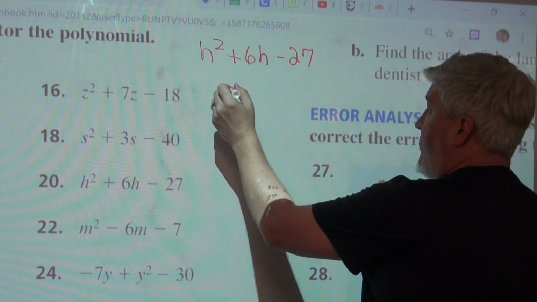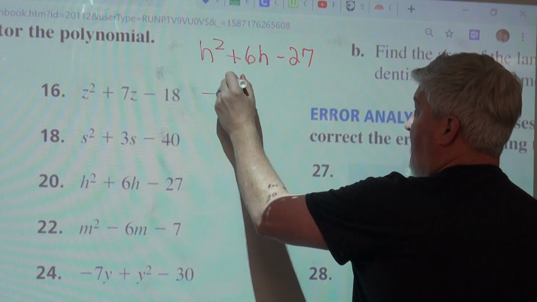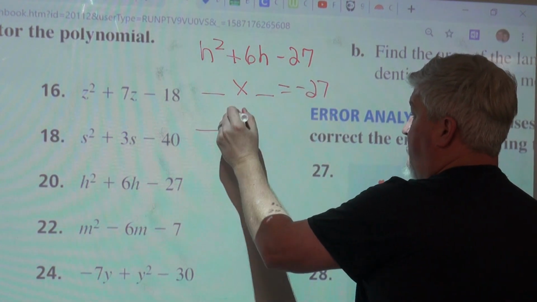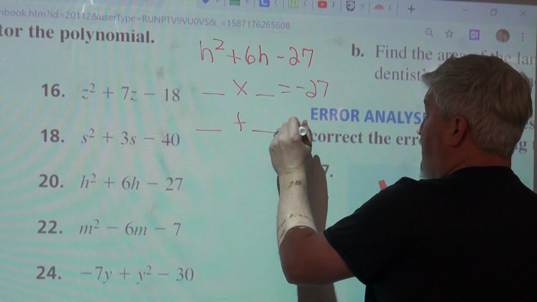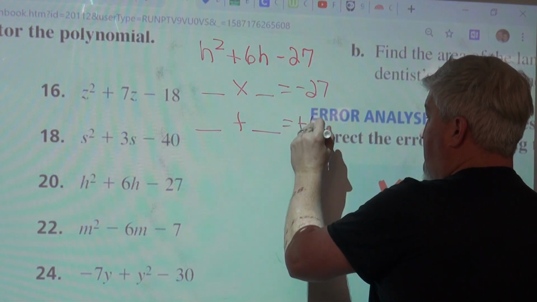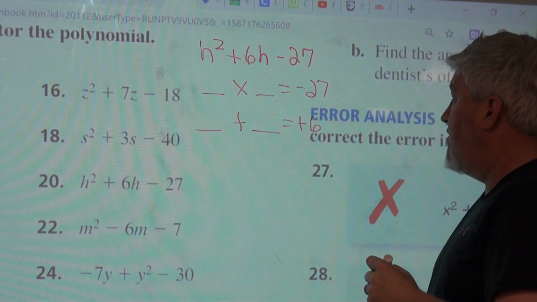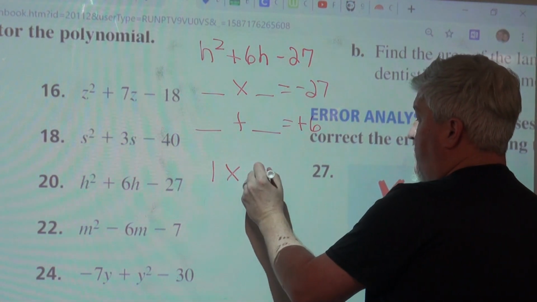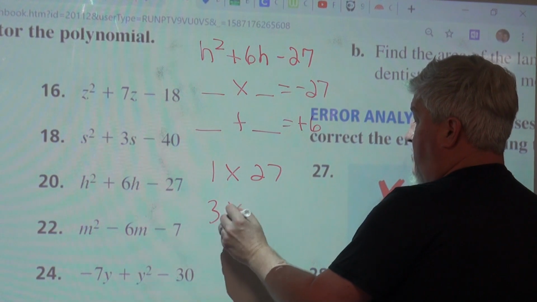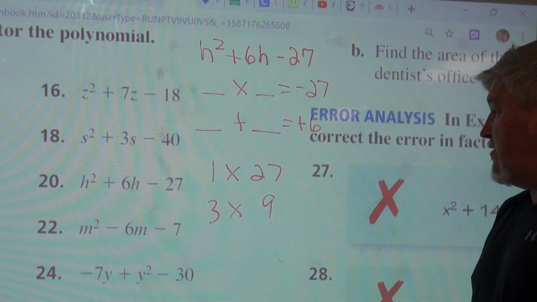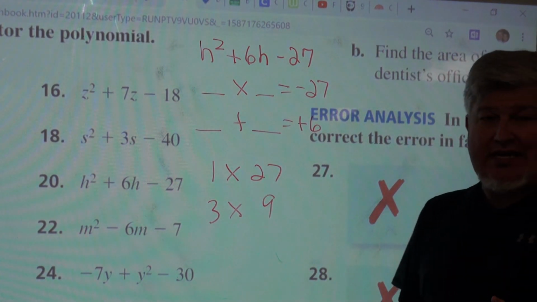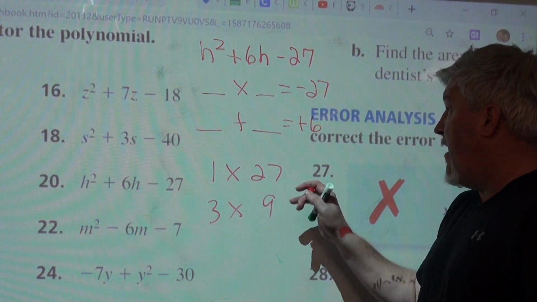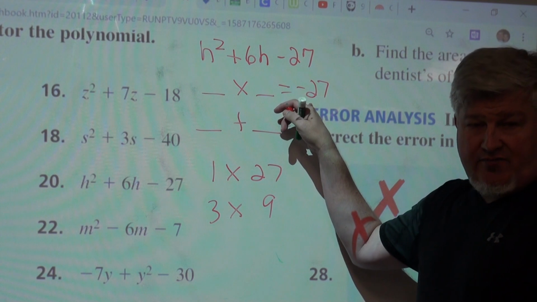Okay, so again, our template: what times what gives me a negative 27, and what plus what gives me a positive 6? So we factor 27. You have 1 times 27, and you have 3 times 9. Those are your options. At first, it doesn't make any sense, right? Because you're like, well, 3 plus 9 is 12, 1 plus 27 is 28. But we need it to become a negative 27.